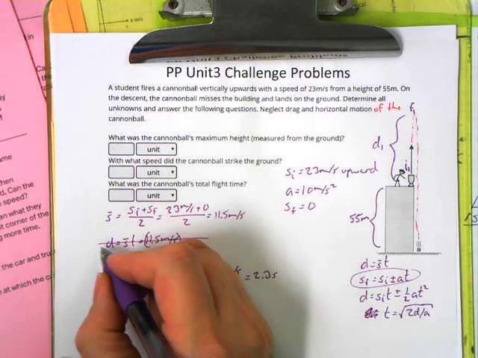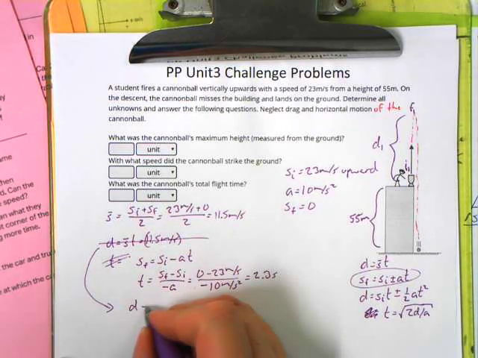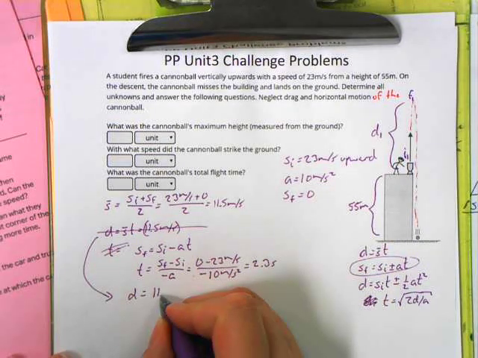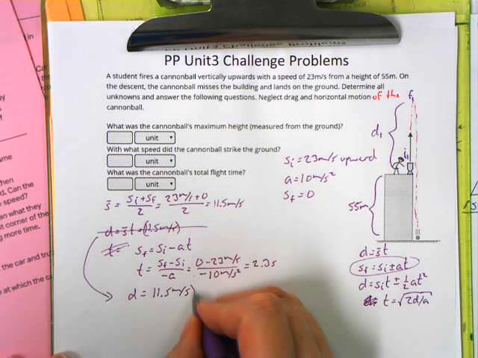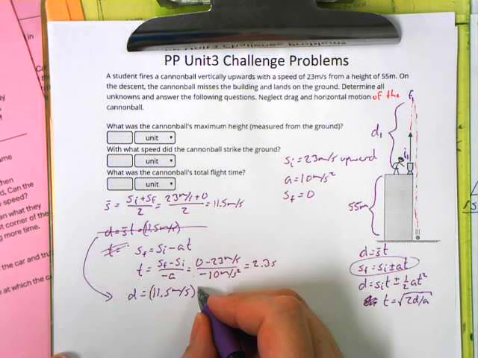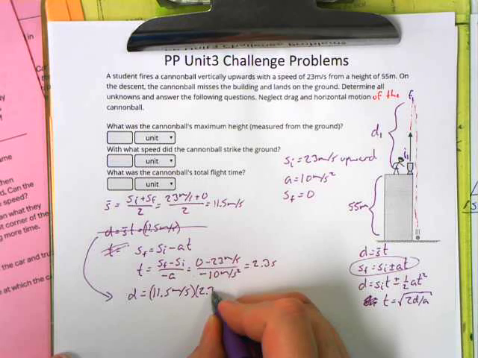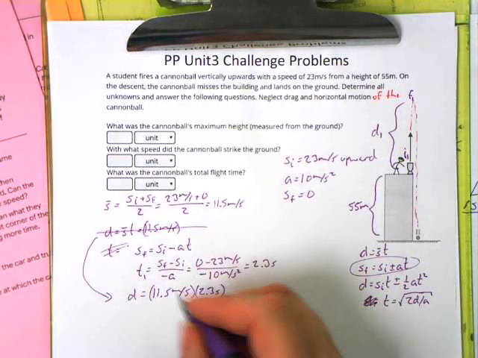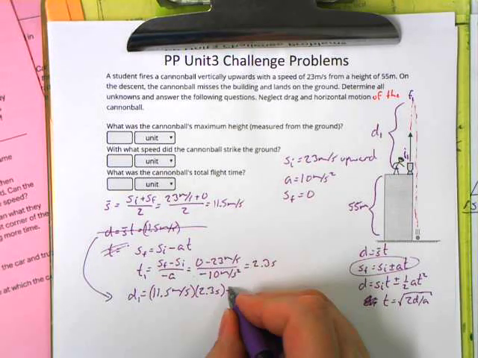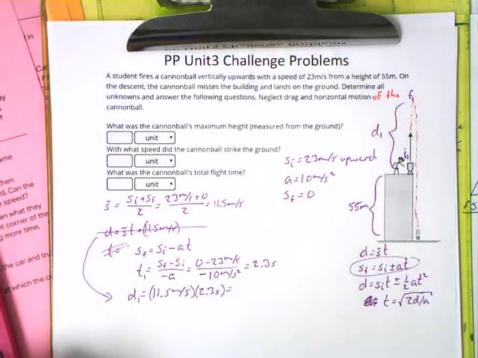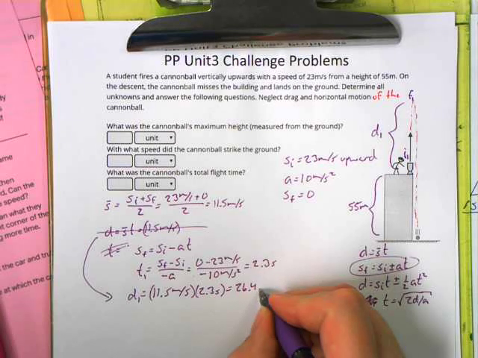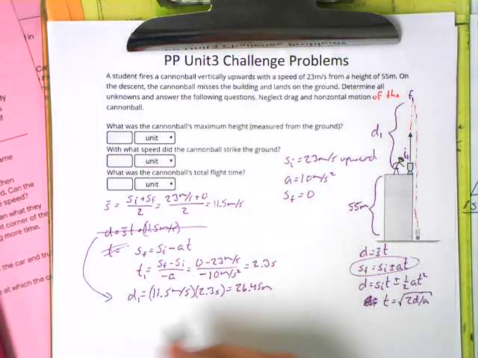So again, going from here down, the distance is equal to the average speed, which was 11.5 meters per second, multiplied by the time in the air on the way up. I might even put a 1 on that time. So this was distance 1, and that's 11.5 times 2.3, so 26.45 meters. That's distance 1.